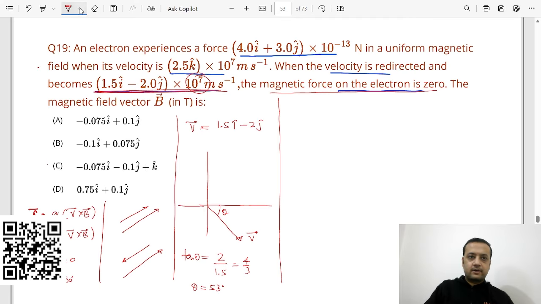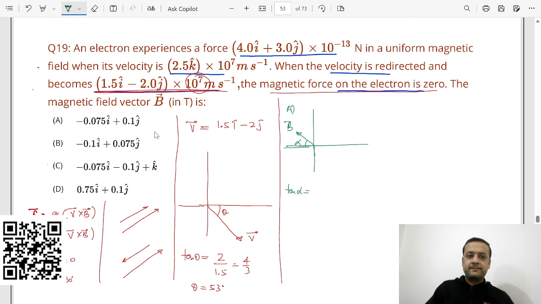If I talk about option A, it is minus 0.75 i cap plus 1 j cap. So if I check the magnetic field for option A, how will I draw it? The i component is negative and the j component is positive, so this is how the magnetic field will look. And what will be this direction? Let's say angle alpha.